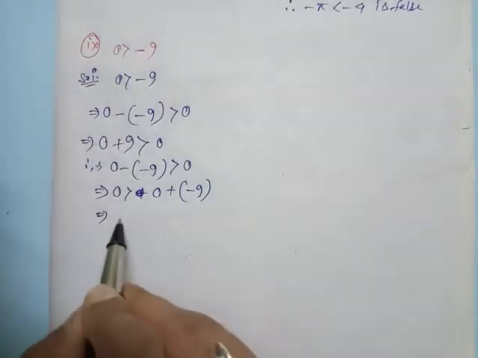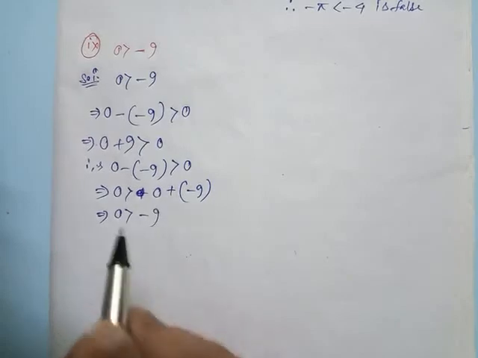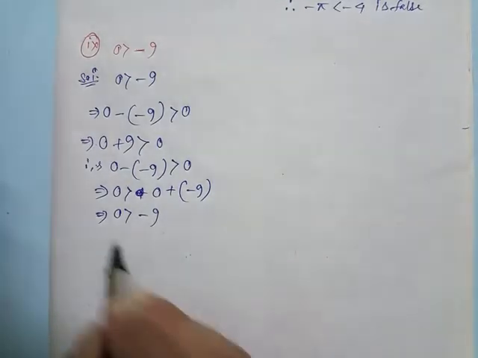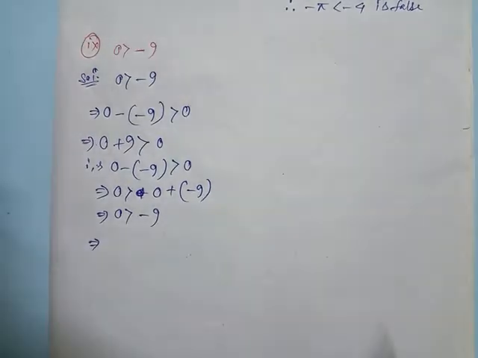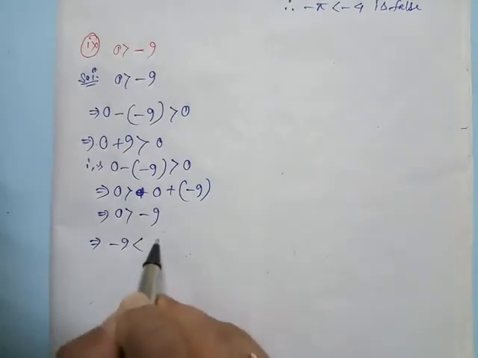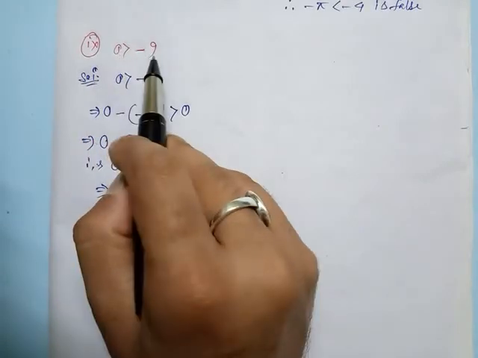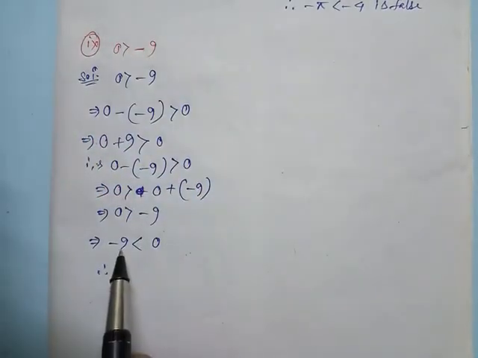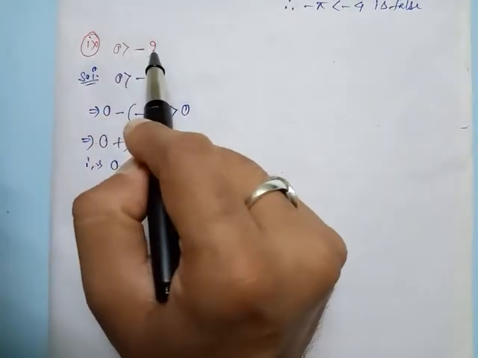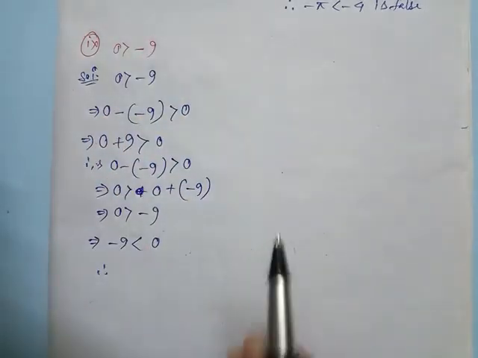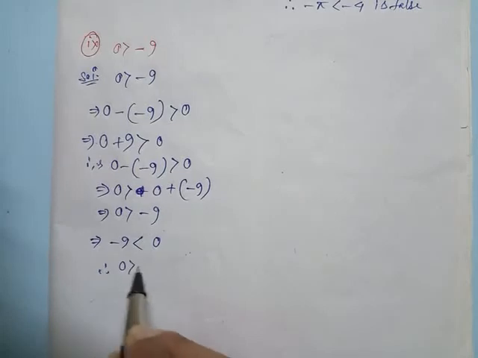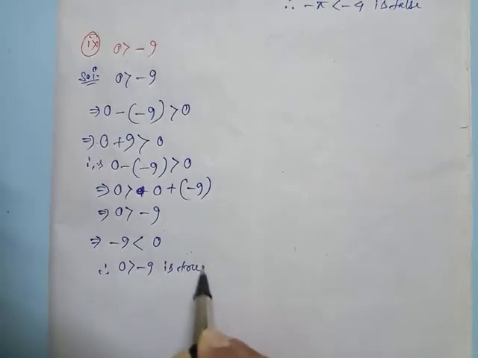In the next step 0 bigger than minus 9, or we can write here that minus 9 less than 0. So the given question, look here, and here we proved minus 9 less than 0, both are correct: 0 bigger than minus 9 and minus 9 less than 0, both are correct. So we'll write here that 0 bigger than minus 9 is true.